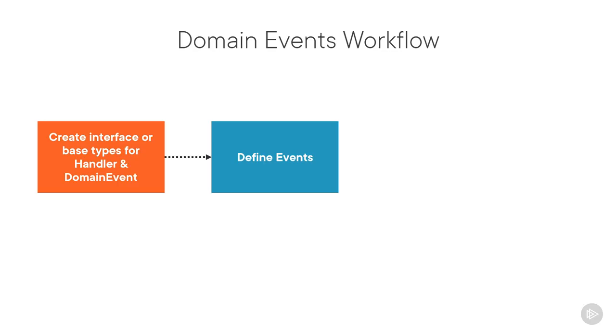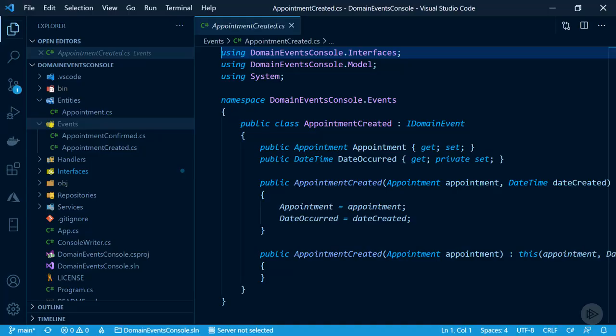Once you've set up your event and handler interfaces, or base types, it's time to create some events and their associated handlers. For this scenario, there are two things happening. An appointment is scheduled or created, and an appointment is confirmed. An event is something that already happened, so we name our events in the past tense, and we have AppointmentCreated and AppointmentConfirmed. The event classes are pretty simple and just include the instance that triggered them, so handlers have access to any properties they might need from it.